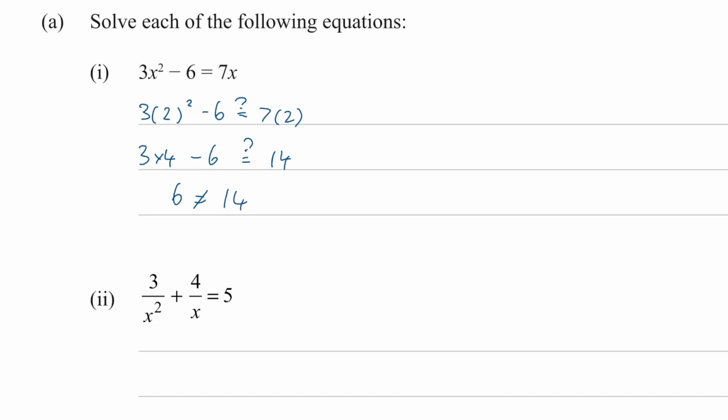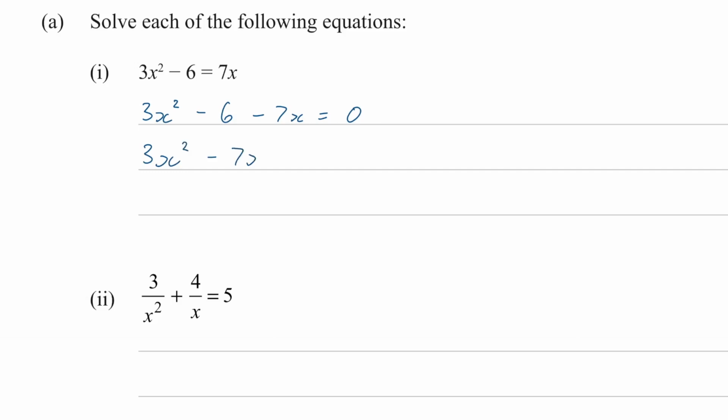Now, that's not really helping us exactly, so let's try a more algebraic method in solving this. If we have a quadratic equation, a very good approach is to bring everything to one side. So I'm going to take the 7x to the left-hand side by subtracting 7x from both sides. And to be consistent, I'm going to just put the 7x term in the middle, so it looks a bit more familiar. Right, and we call this standard form.